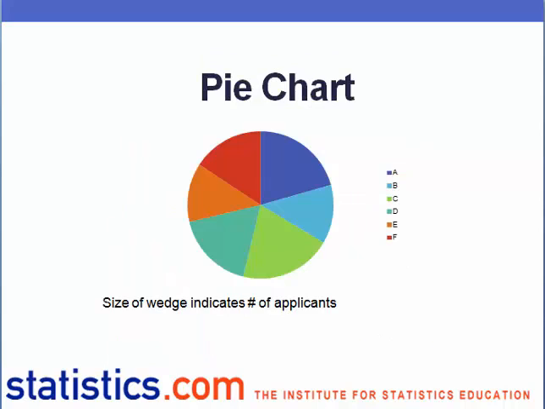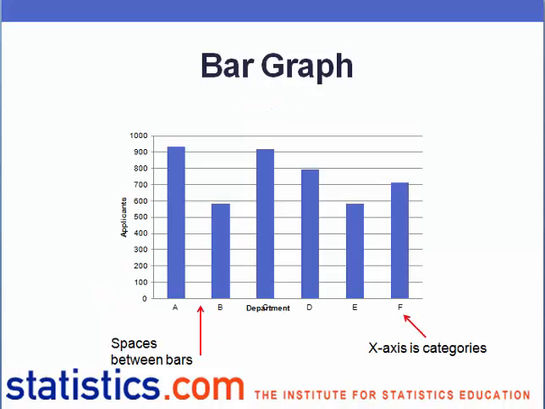In a pie chart, another way of displaying a categorical variable, the circle constitutes the whole, and the size of the wedge indicates the quantity of whatever it is you're tracking, in this case the number of applicants to a school. Now, in a pie chart, you're dealing only with situations where you have parts of a whole. In a bar graph, the quantities indicated do not have to add up to 100% or a whole.